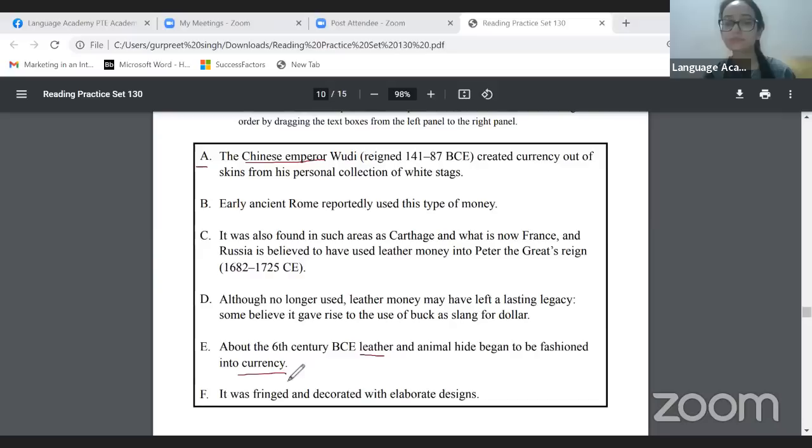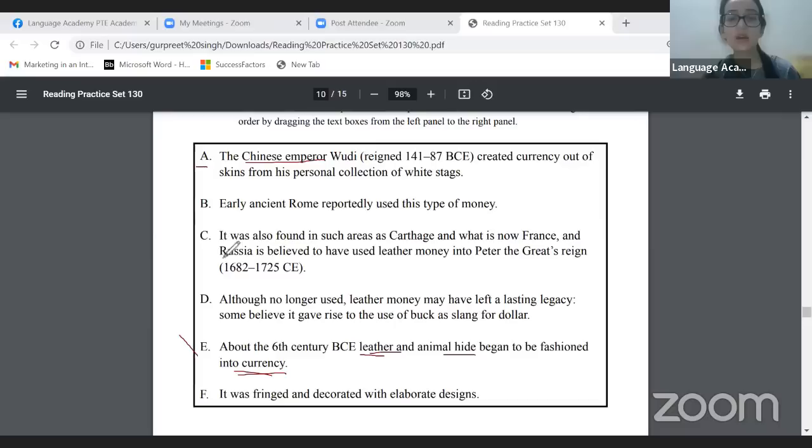So first of all, the sentence E was your topic, because here you are giving the general, that what is the topic? About the 6th century BCE, leather and animal hide began to be fashioned into currency, that people started using leather and animal hide for currency purposes. This is the topic. Now, 6th century BCE, they are not talking about one particular place or country or area. So this is general, that this talks about everywhere or anywhere this is possible. And also, like I said, you should check that, okay, my topic is about this. And then read the other sentences. All of your sentences should get inside that one topic of Chinese emperor. But that's not there. You're talking about other things as well. So the first sentence is this.